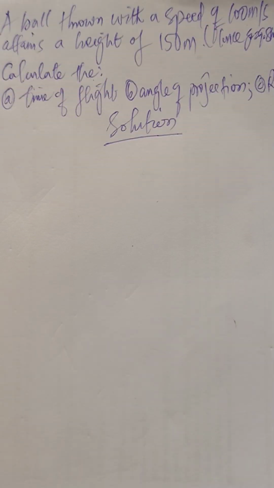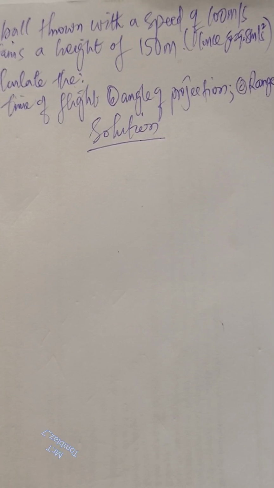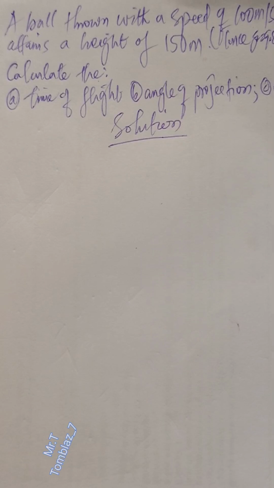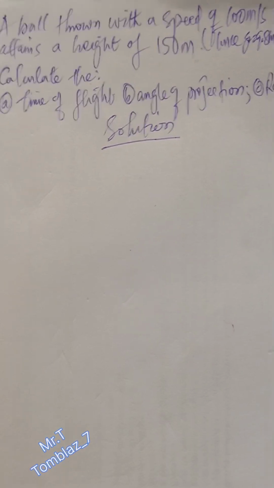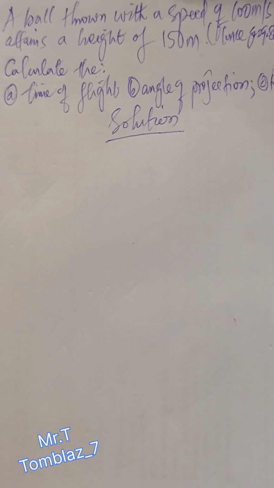This question says a ball thrown with a speed of 100 meters per second attains a height of 150 meters. We should take g as 9.8 meters per second squared, and then calculate the following. A, the time of flight. B, the angle of projection. And C, the range. Alright, let's see about this.